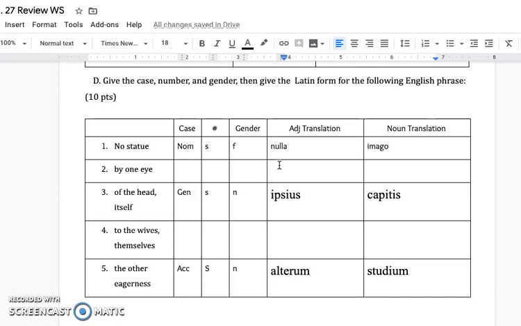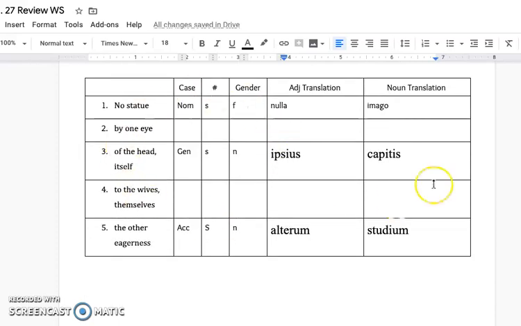By the way, your test is going to have questions like each of these types of questions. So you can use this as a study guide or a review as you're preparing for your test on Friday. No statue. Okay. Again, translating from English into Latin. I don't care if you put the adjective first or the noun first. That's up to you. Either are fine by me.